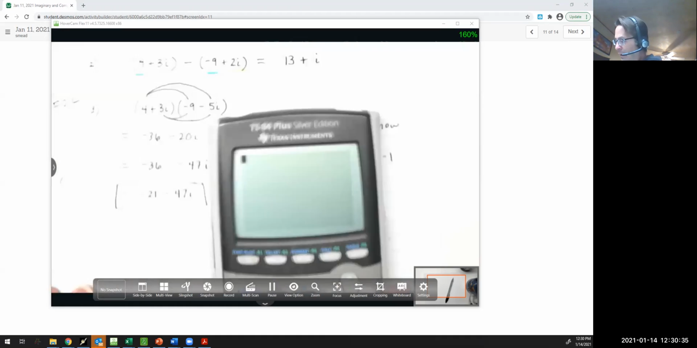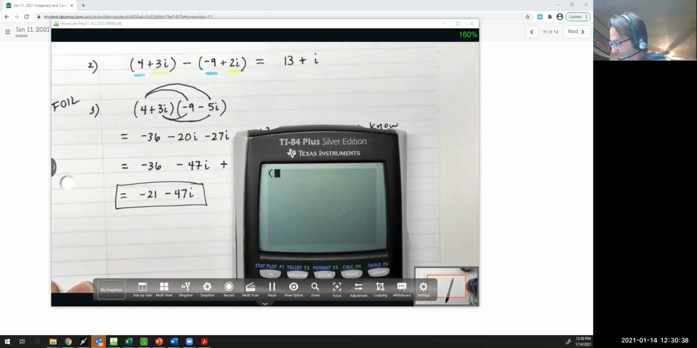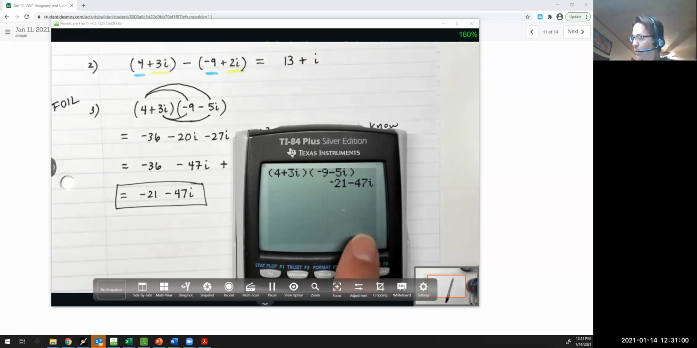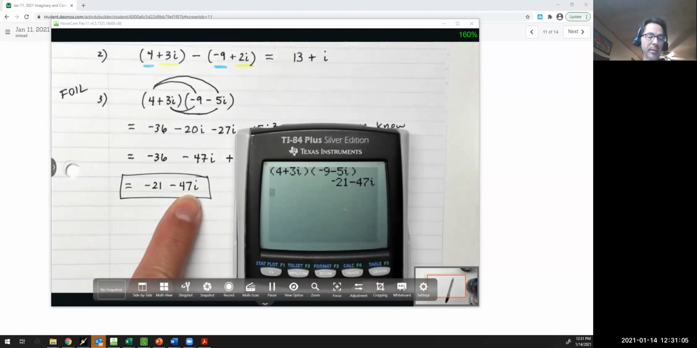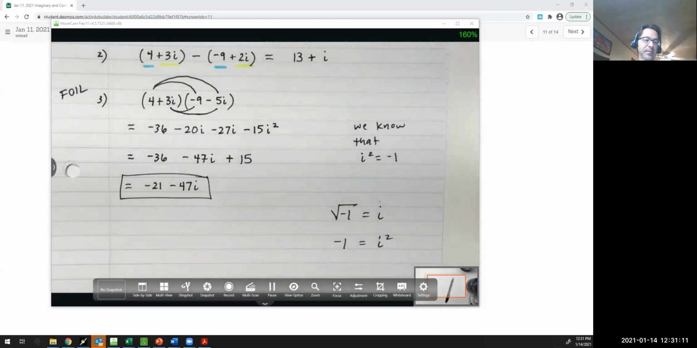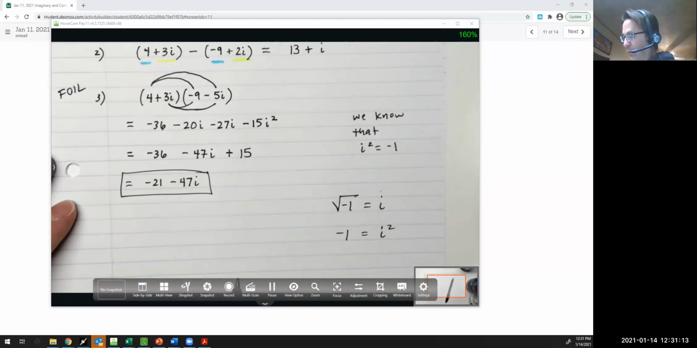Okay, one more thing. I'm going to show you that the calculator can actually do this. It's bizarre that it can do this. It cannot square root a negative, but it can work with imaginary numbers. I don't understand the programming, but crazy, huh? -21 minus 47i. And you always write the real number first, imaginary number last. If that was an x or any other variable, then you would write that part first. I think that's it for notes.